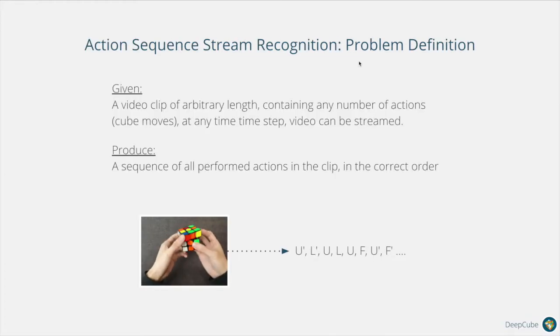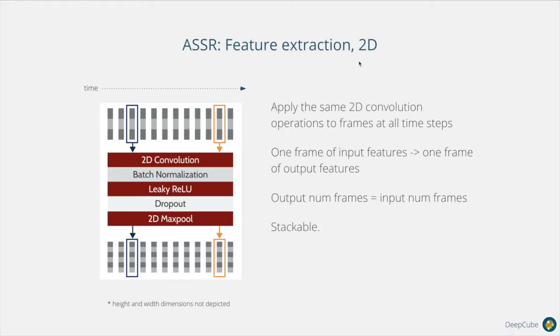The second problem we tackle is action sequence stream recognition. In this problem, the model is given a video of any length, containing any number of actions, to produce a sequence of all the performed actions in the video in the correct order. The video input theoretically can be streamed. To do this, we first extract features from the video. A simple approach is to apply the same 2D convolution operations to each frame, so that one frame of input produces one frame of output.